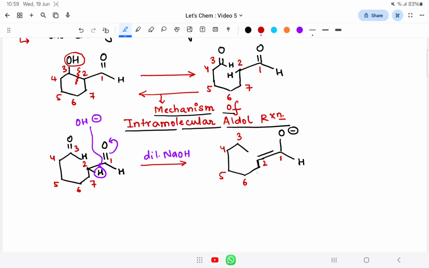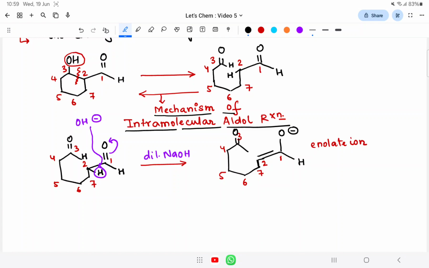Okay guys, this is the 7 number carbon, and if you are aware about this ion, it's called enolate ion. What is this called as, guys? This is called as enolate ion. And am I missing something? Yes, I'm missing the carbonyl carbon on the third carbon.